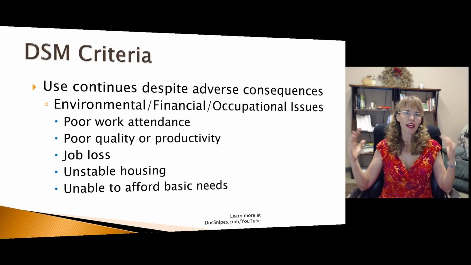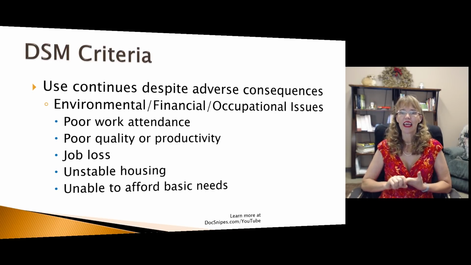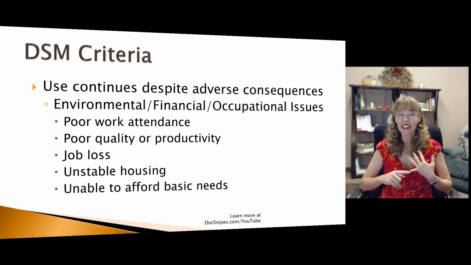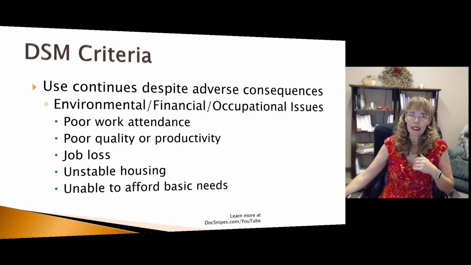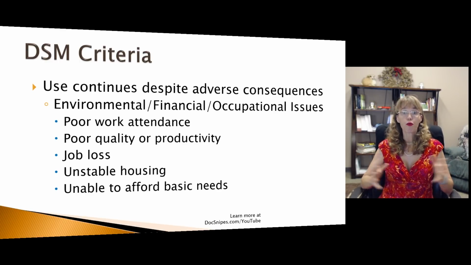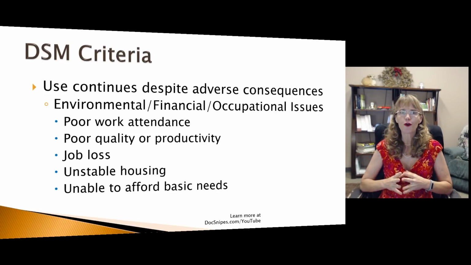Environmental impacts. Under environmental, we include financial and occupational issues, because it's difficult to maintain safe, stable housing and a safe environment when you are unemployed or homeless. So financial and occupational are important. People often start having poor work attendance because as their fatigue goes up, as their sense of hopelessness goes up, as their need to more frequently engage in the behavior goes up, work becomes less of a priority. When they are at work, they may have poor quality or productivity because they're exhausted, foggy-headed, and having difficulty concentrating, which can lead to job loss.